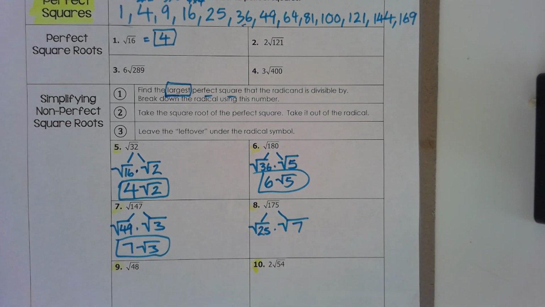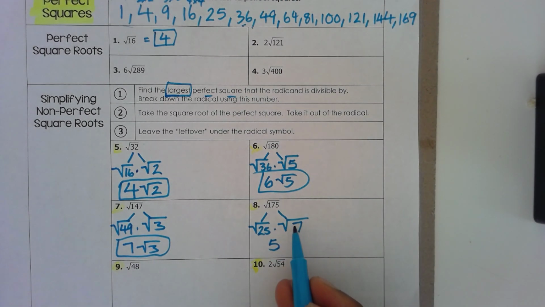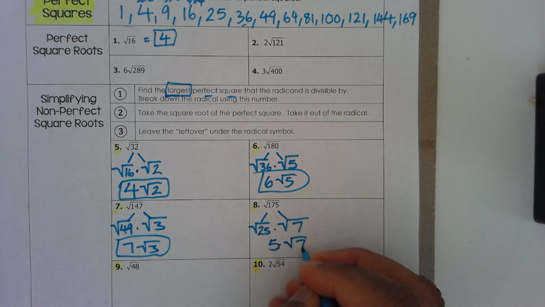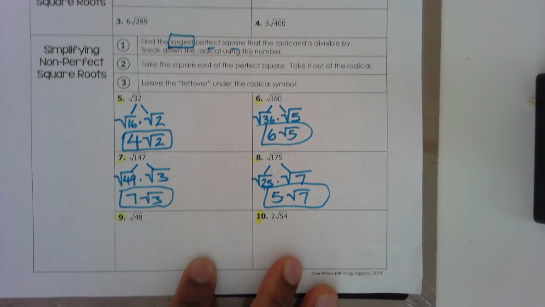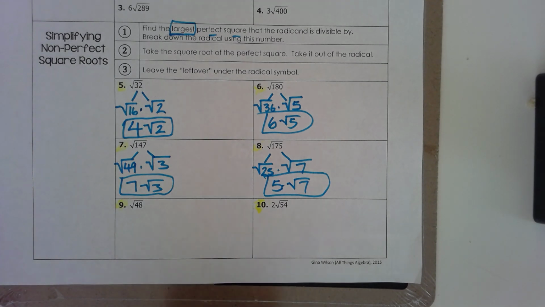I know the square root of 25 is just 5. And if I were to do the square root of 7, I would end up with a decimal. And so I'll just keep it like so. I'm going to go on to number 9 here.